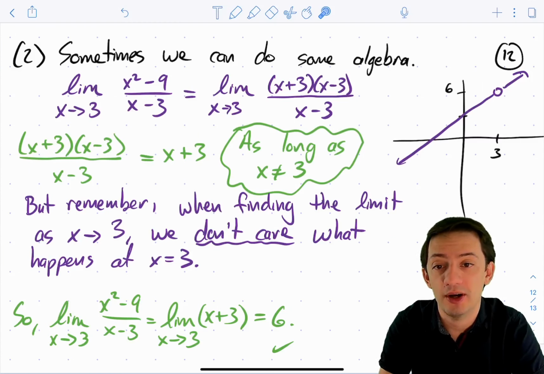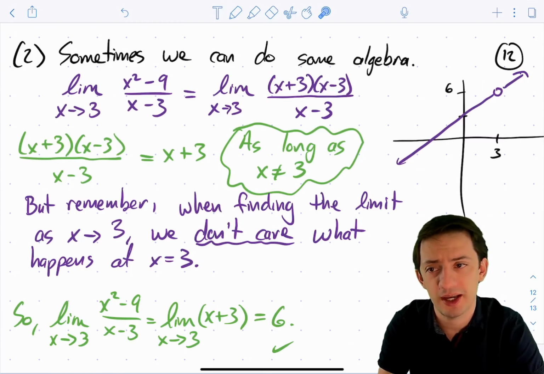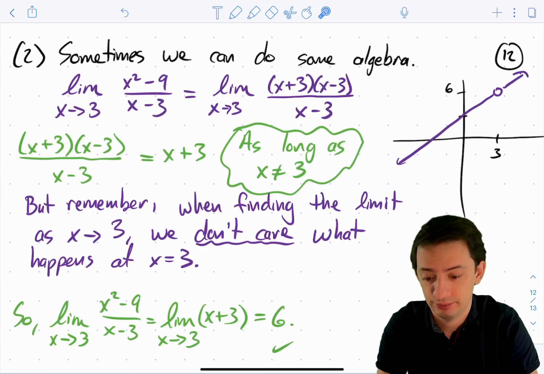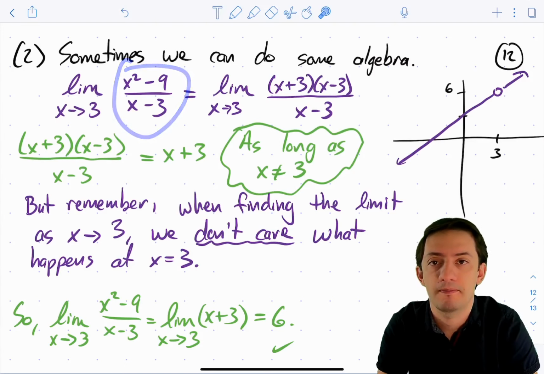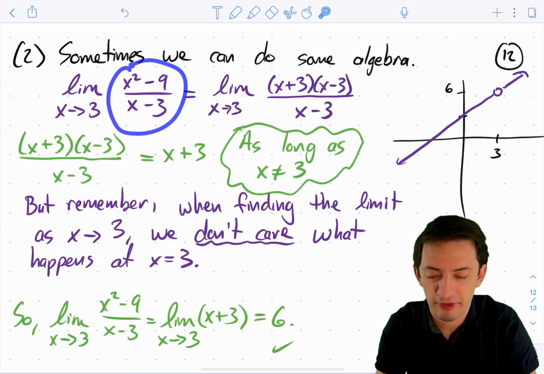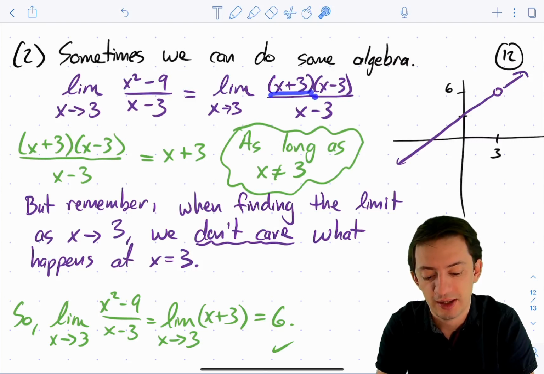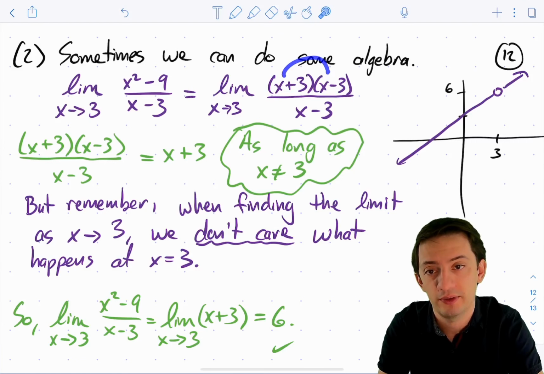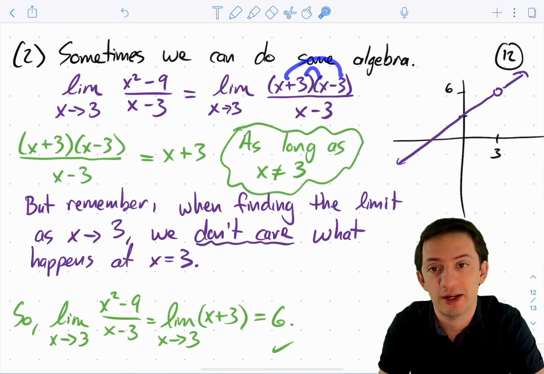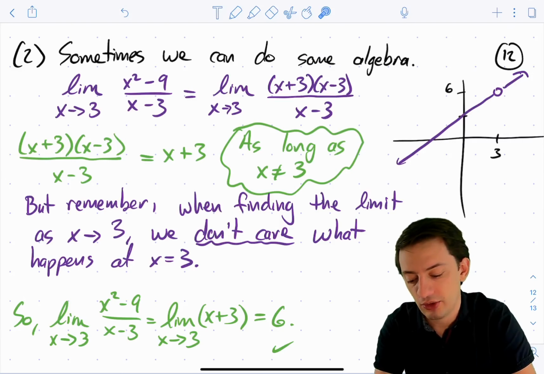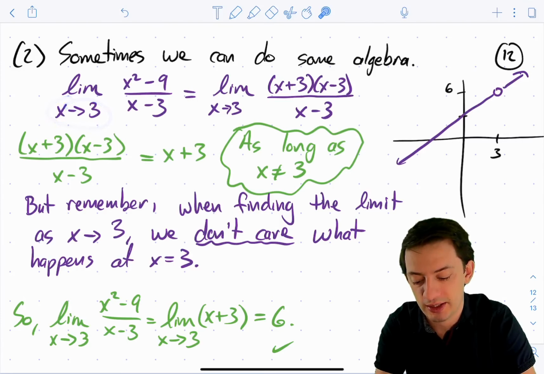Sometimes we can do some algebra, and we'll see more of this in the next section, but here's an example. Consider the limit as x approaches 3 of this rational function. Now this looks like it can be factored, and we are going to factor it. You may remember this is what's called a difference of squares. So this can be factored as x plus 3 times x minus 3. And if you're unsure about that, multiply that back out. You'll get an x squared, then you'll get a plus 3x and a minus 3x that cancel, and a minus 9. Now what's interesting is that over here we couldn't plug in 3 because we got 0 over 0.